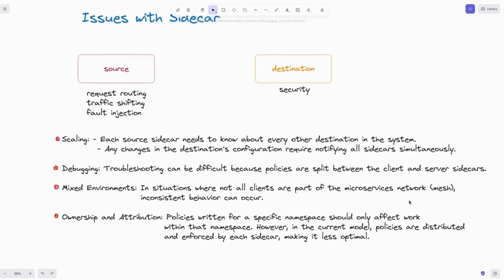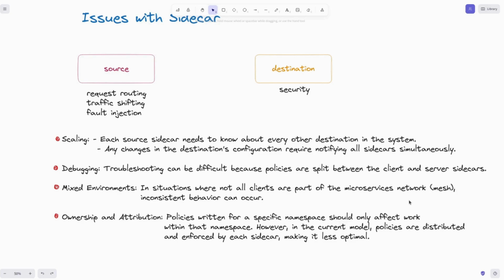It's also difficult to debug as there are two sets of policies now. We have to take care of request routing, traffic shifting, fault injection, and much more at the source end. And all the security configuration is taken at the destination end. As a result, debugging and managing it becomes quite hard.